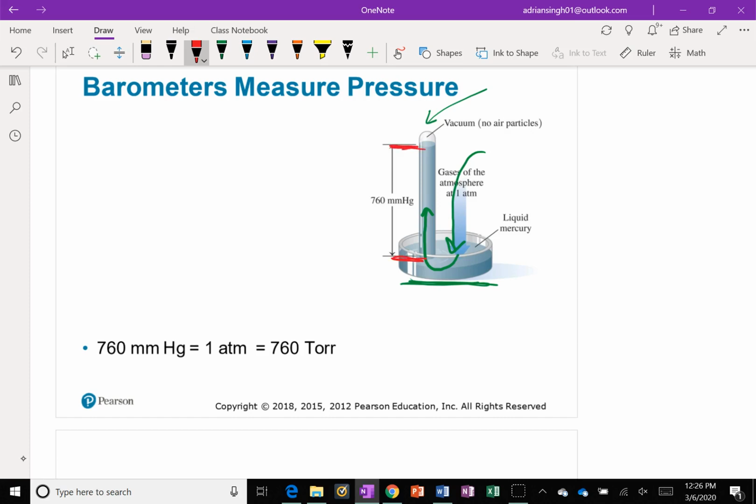We can actually measure the distance from the base of the tube to the top of the tube, and we see under normal conditions at sea level, that distance ends up being 760 millimeters, and it's mercury that we're measuring, right? So that's where the unit actually comes from.